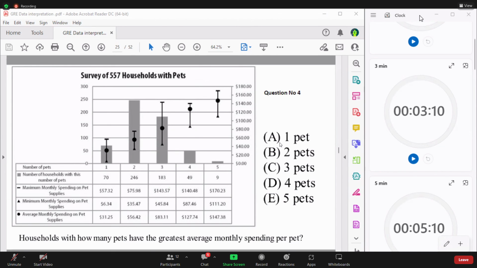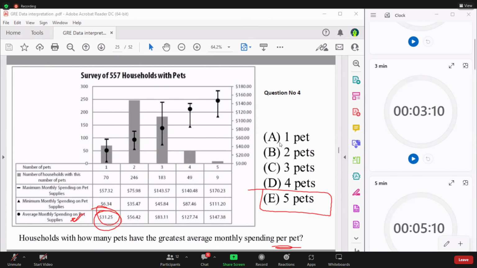Okay, perfect. Sorry. Yes, because it says that it is per pet. So what we do is average spending. It's the same thing, sir. Yeah, it is going to be the same value, because the number of pets is minimum in the fifth case, and the average spending is per household.